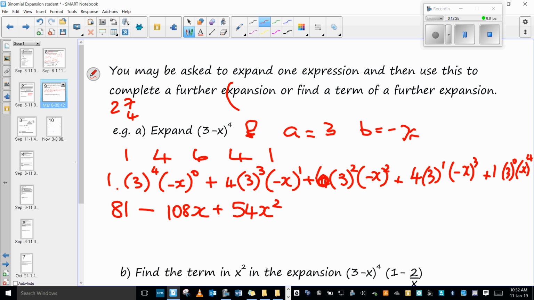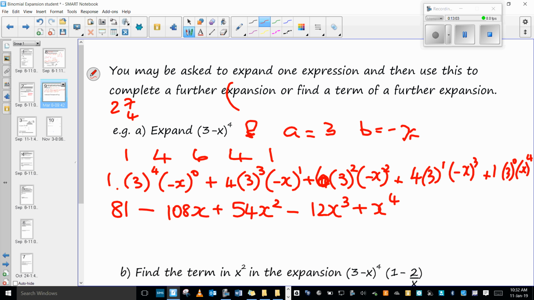Then we've got 3 to the power 1, which is 3 multiplied by 4, which is 12. And we've got a negative, and it's power 3, so this is going to be a negative x cubed. And then 3 to the 0 is obviously 1, and then we've got negative x to the power 4, so it's going to be plus x to the power 4. Alright? That's it. So again, that wasn't too traumatic, it didn't take loads of time. As I say, it is likely to be on the non-calculator paper.